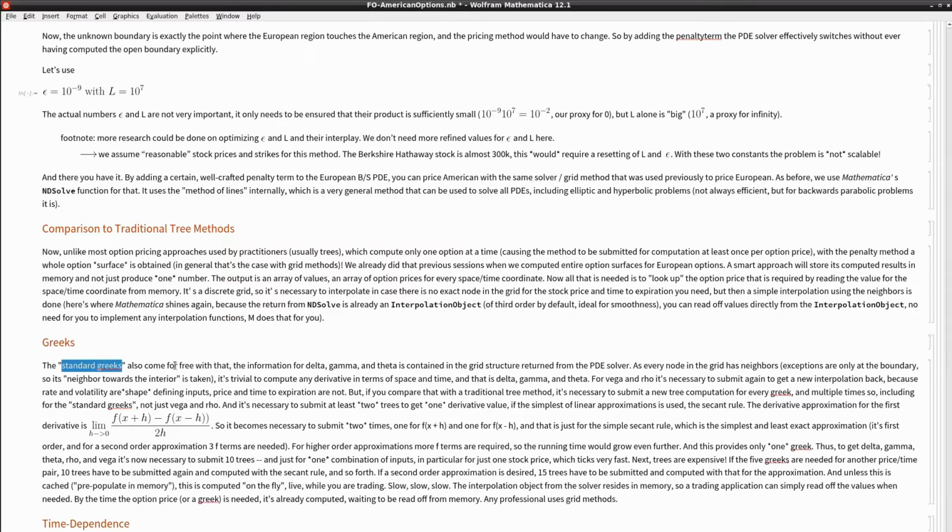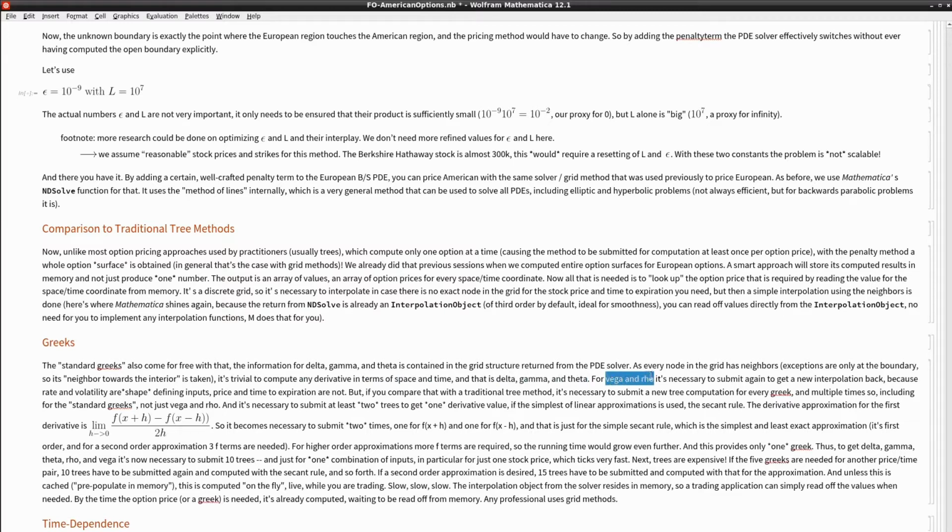So the next point that I want to make in this discussion is about the Greeks. The standard Greeks come from that method for free. The information for delta, gamma, and theta, sometimes called the standard Greeks because they're based on the two variables, space and time, is contained in the grid structure itself, and the PDE solver just gives us that as part of the return. Every node in the grid has neighbors, with exceptions at the boundary, and I'll talk about this in a moment. The neighbors are always interior points here for the sake of this discussion. It's trivial to compute any derivative in terms of space and time, and these are delta, gamma, and theta.